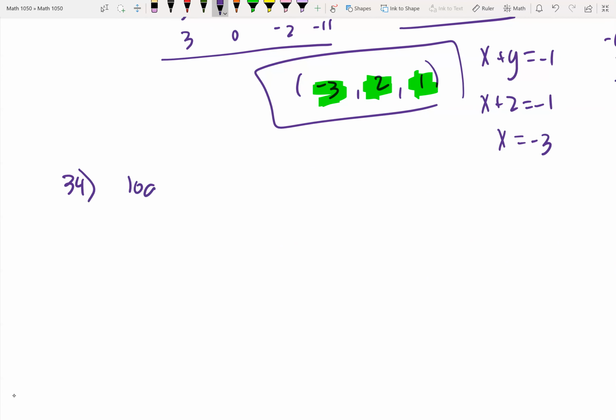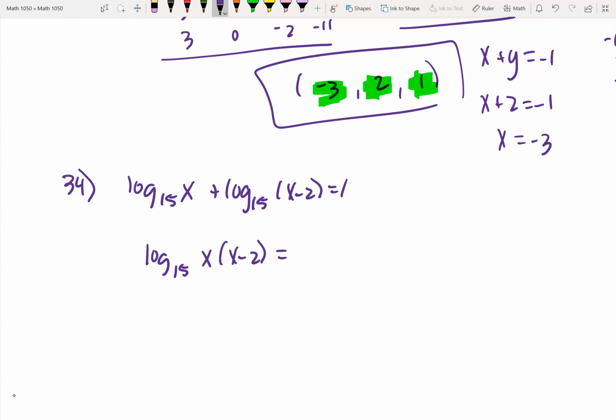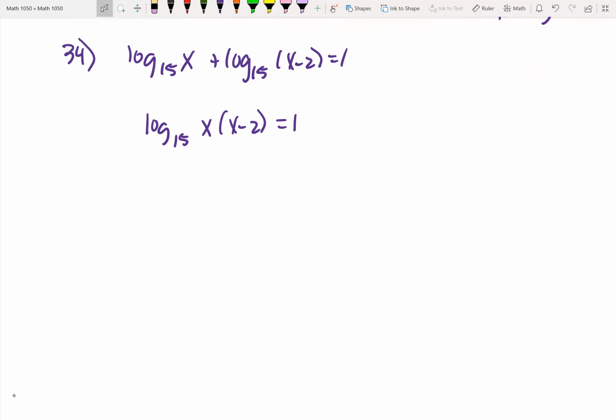Okay, if you have 2 logs and a number that is not a 0, condense and convert. So this is going to be log base 15 of x multiplied by x minus 2 equals 1. If they're added when you squish, you multiply. Now I'm going to convert. So it'd be 15 to the first is x times x minus 2. Distribute x to the second minus 2x. Pull my 15 over, minus 15 equals 0.